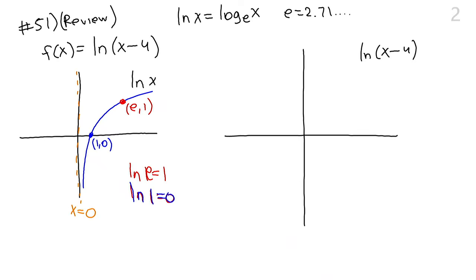Now if I'm going to do a horizontal shift 4 units to the right, the first thing that I want to put on my graph is that my vertical asymptote is also going to move 4 units to the right. So now I have a vertical asymptote of x equals 4. The function natural log of x is defined for all numbers that x is greater than 0. The function natural log of x minus 4 is defined for all numbers that are greater than 4.